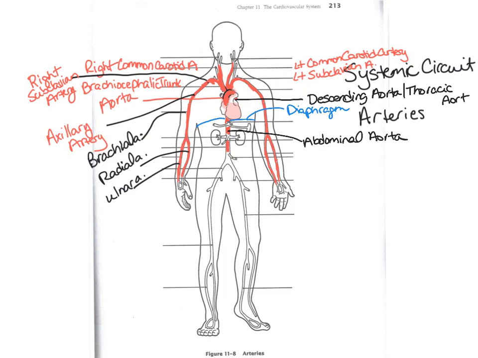So now we get to look at several branches coming off of the abdominal aorta. So first of all, we see that there are these paired branches that are going into the kidneys. Those are called the renal arteries. So on this left side, that would be the left renal artery. And then on the right side here, that would be the right renal artery.